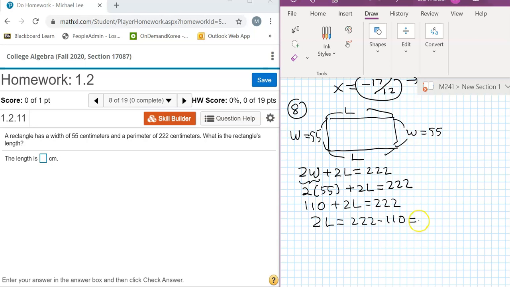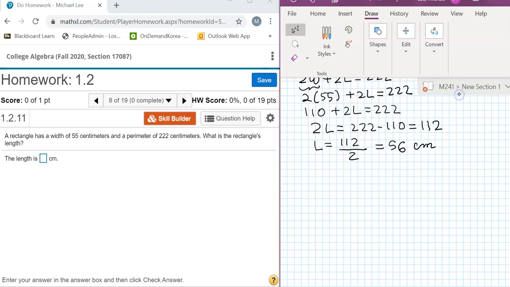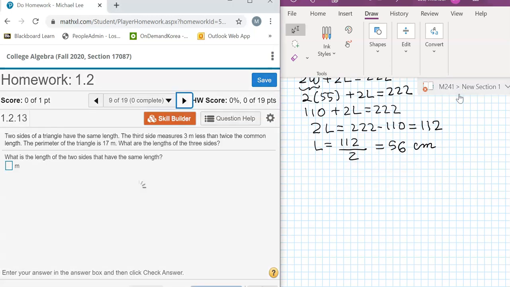Okay, so it is 112. So L is 112 divided by 2, which is 56 centimeters. Okay, that is number 8. Let's go to number 9.